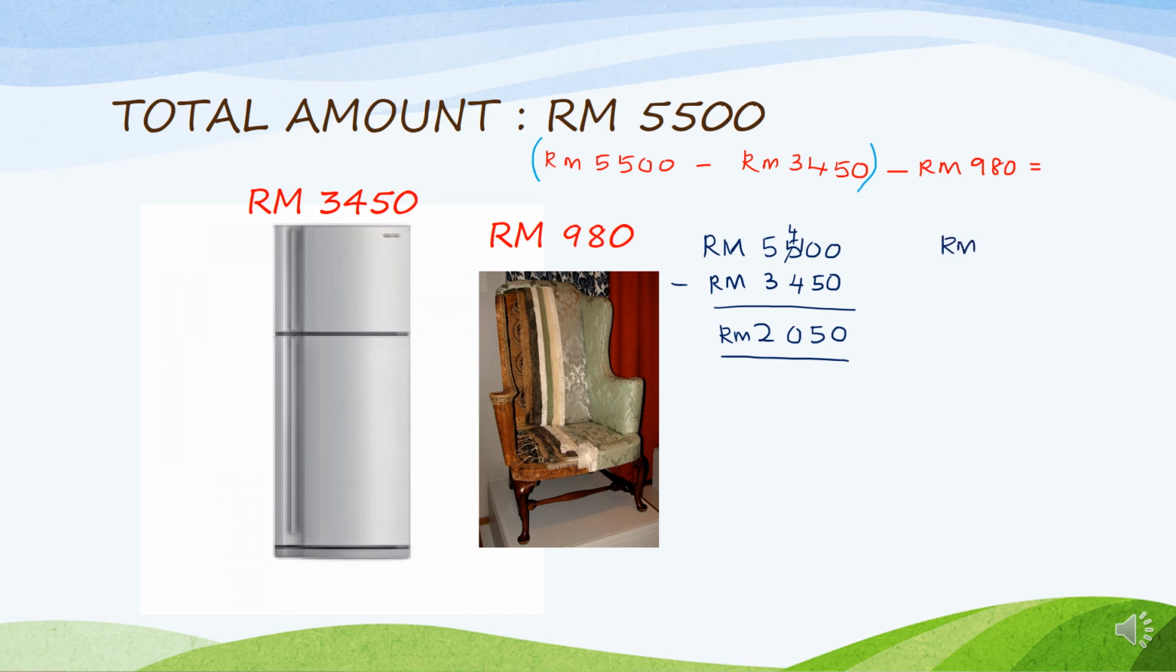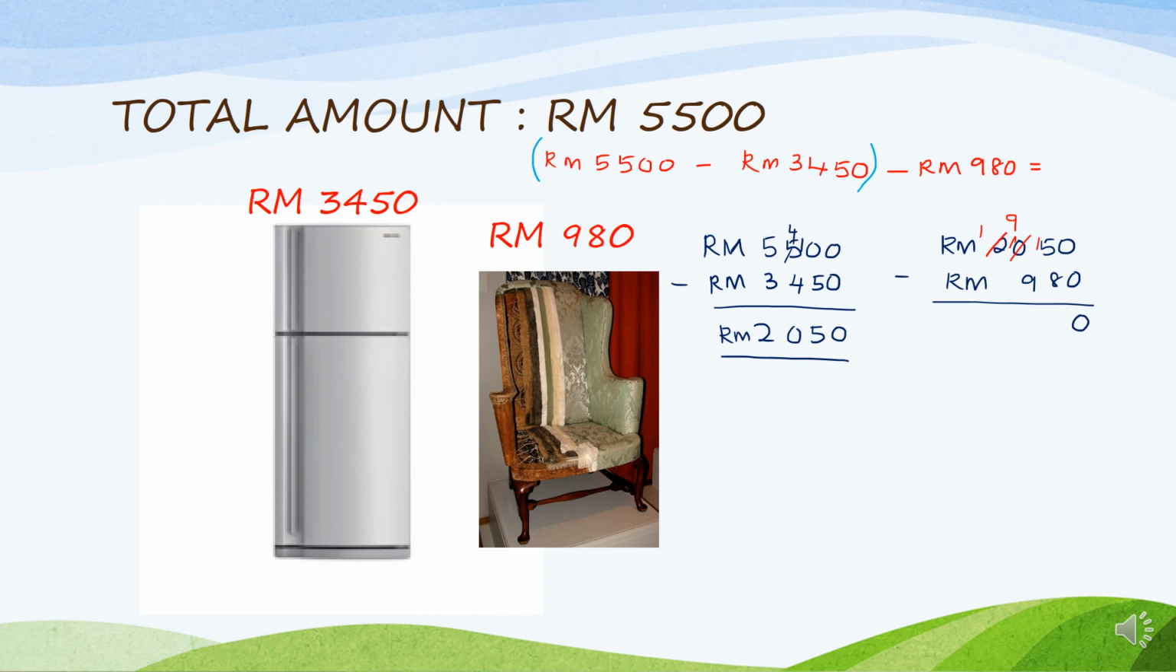Okay, so RM 2,050 ringgit, you minus with RM 980 ringgit. Okay, 0 minus 0, 0. This 5 cannot minus 8, so you need to borrow from this 0. But here is 0, so you cannot minus. So what you should do? You should borrow from the neighbor. From this 1000, you borrow 1 for here, then the remaining will be 1 here. From this 10, you can borrow 1 to the 5 here, so the remaining here is 9.